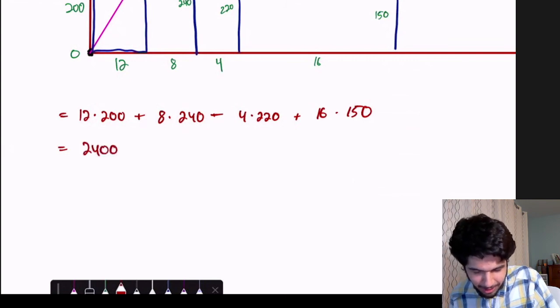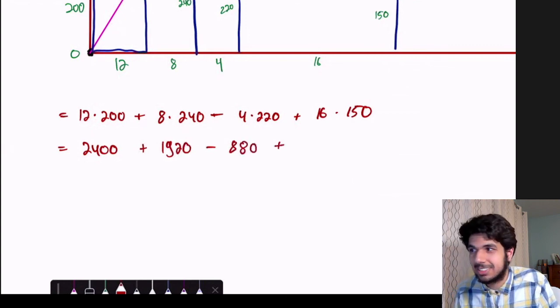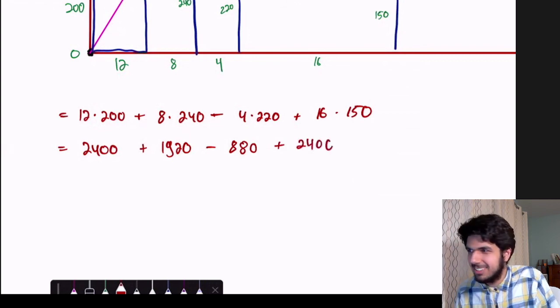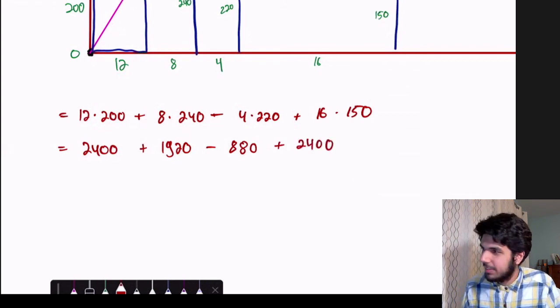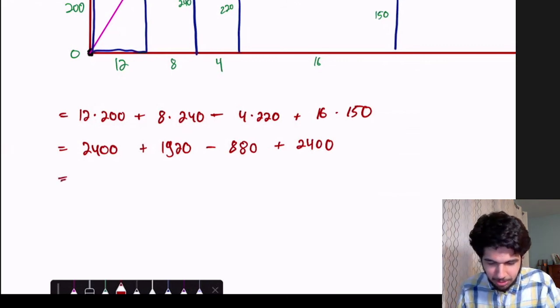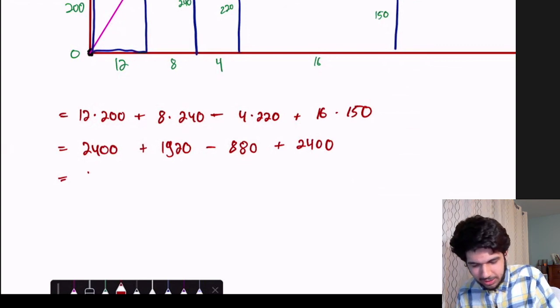So this is 2400 plus 1920 plus 880 plus 16 times 150 is 2400, I hope. And then we just have to add these all together. So this will equal 7,600 meters.